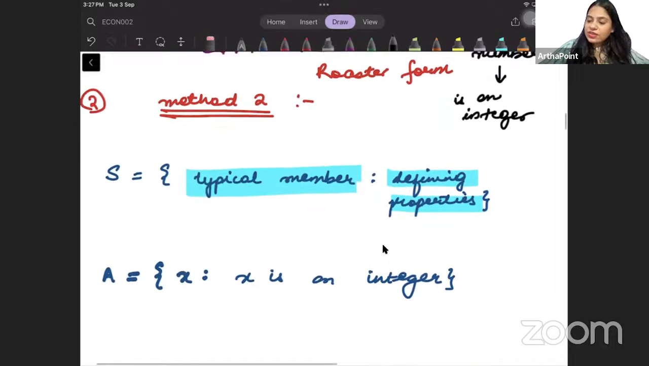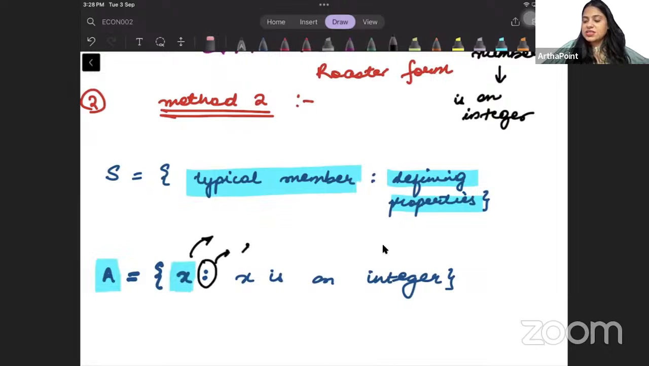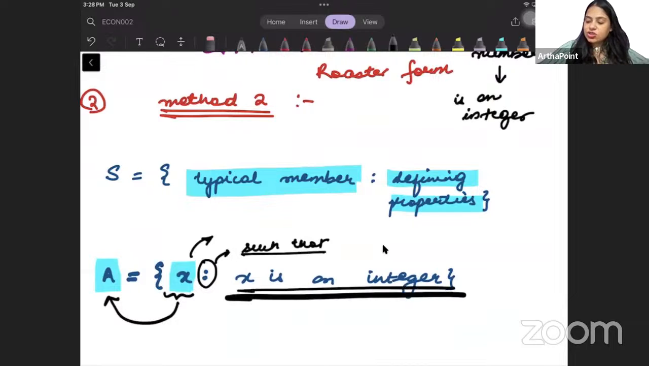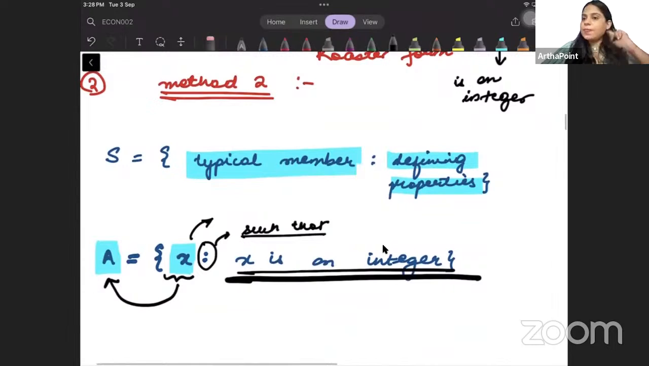ठीक है. So how can we write a set? We are saying the set is A. X is an element of this set. X इसका एक element है. This dot is read as such that. So x is an element of A. x A का एक element है, such that x is an integer. x एक integer है. So when we write it in this format, this is method number 2.